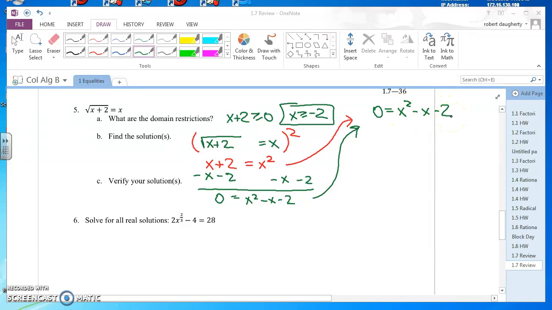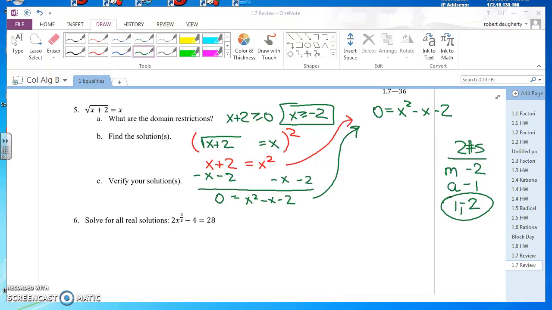At this point, you should be very comfortable knowing that to solve that you need two numbers that multiply to negative 2 and add to negative 1. So it's going to have to be some combination of a 1 and a 2. If the 1 is positive and the 2 is negative, those numbers multiply to negative 2, add to negative 1. So that means that 0 is equal to x plus 1, x minus 2.